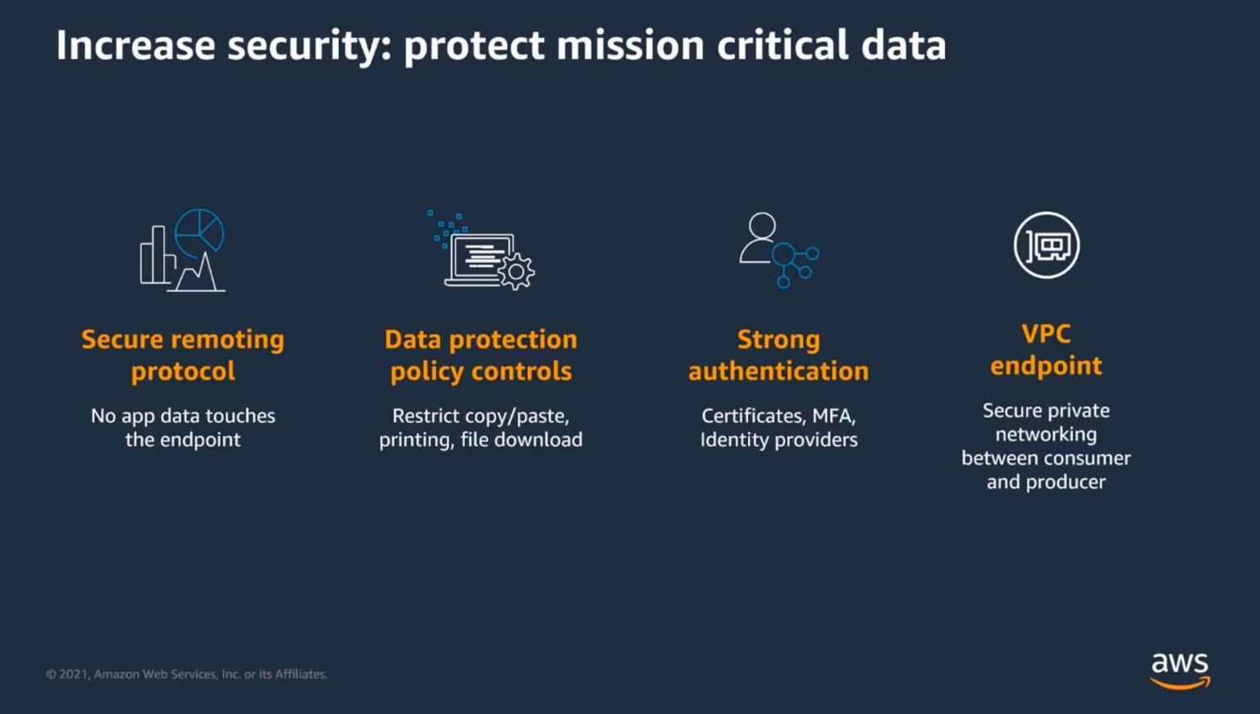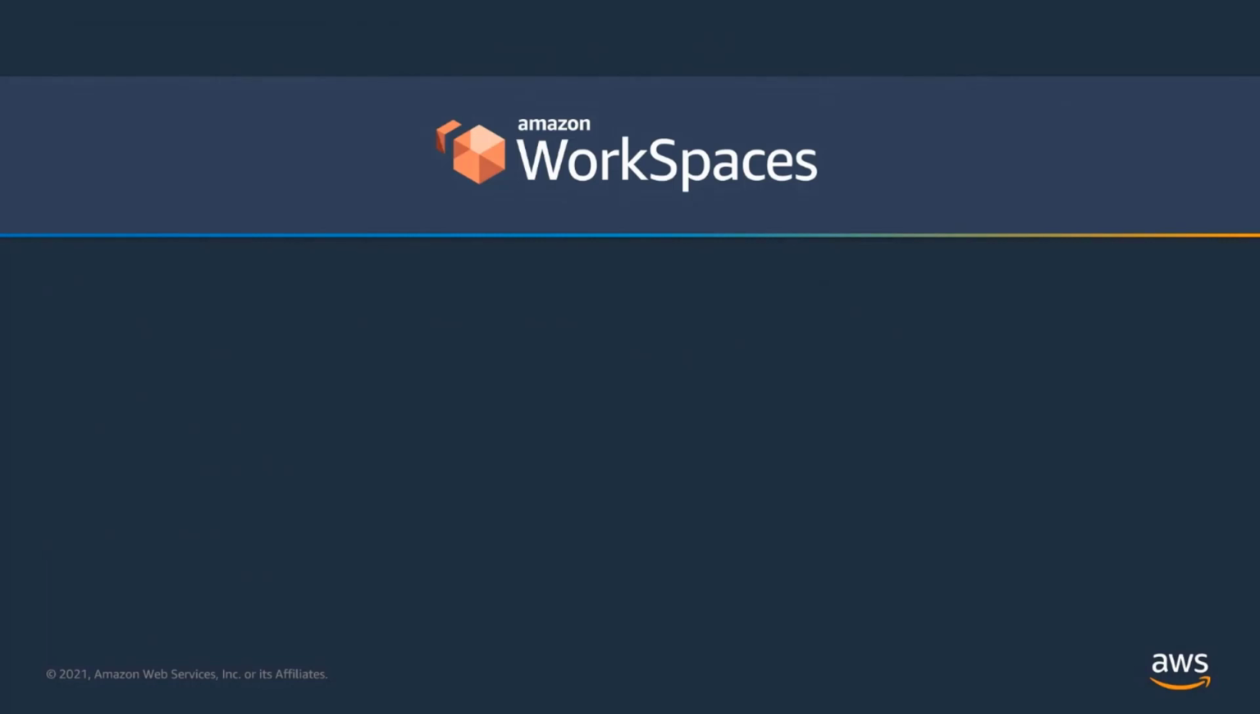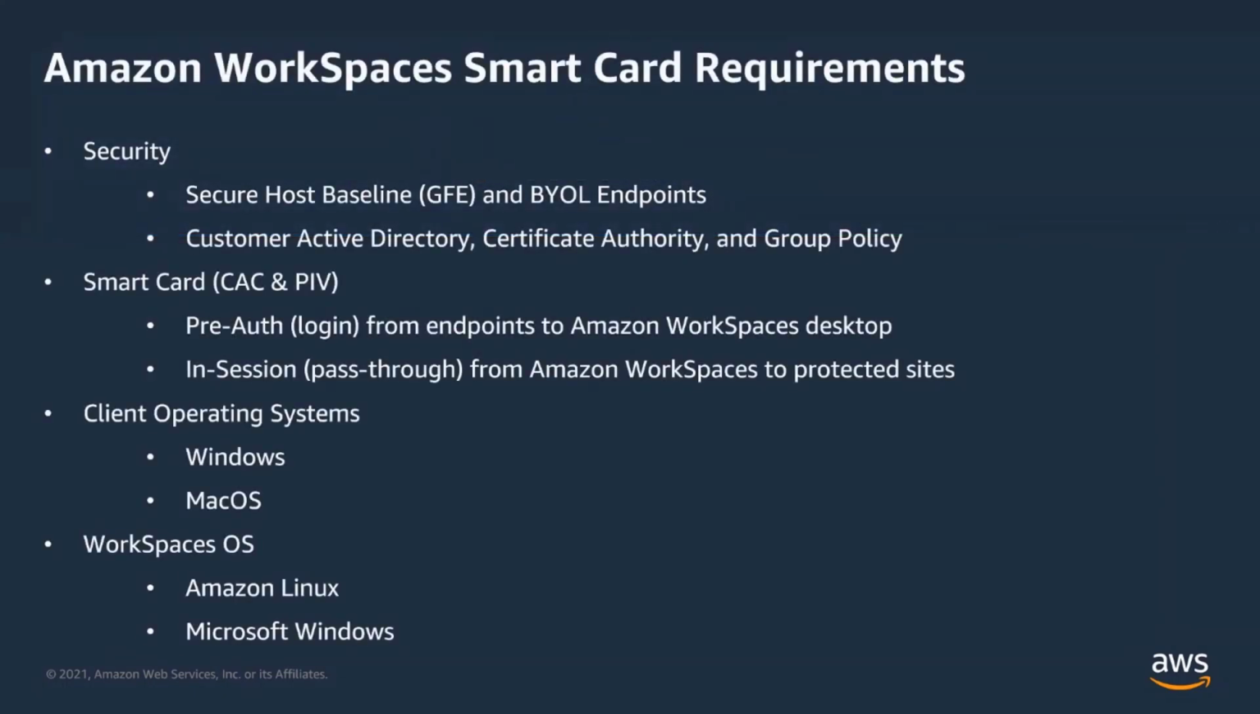Thanks, Julie. So now we're going to talk about Amazon Workspaces, our persistent virtual desktop infrastructure service. Specifically, the requirements that are necessary to deploy either DoD common access cards or federal government personal identification verification cards, or CAC and PIV as they're otherwise known, are fairly consistent with Amazon Workspaces. The first thing you need to start with is a secure baseline for which your images are going to be based off of.